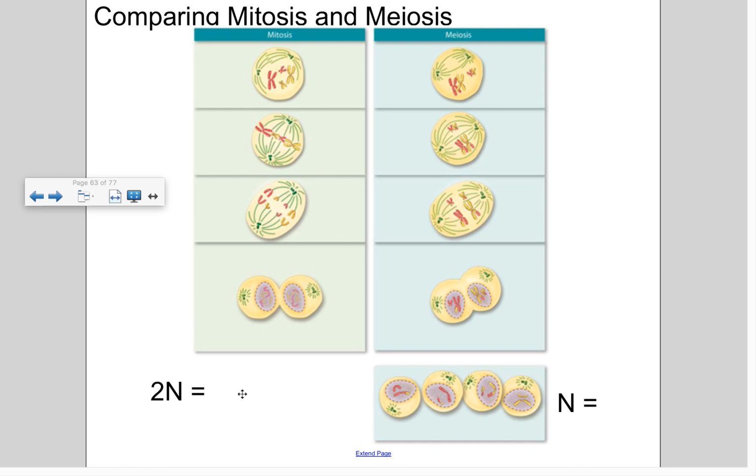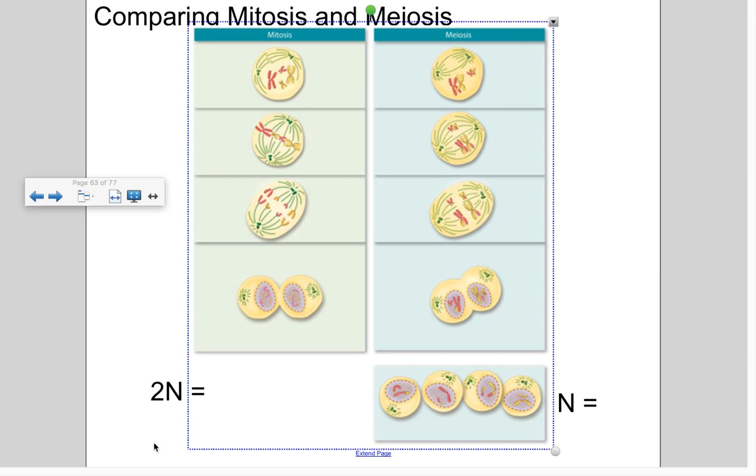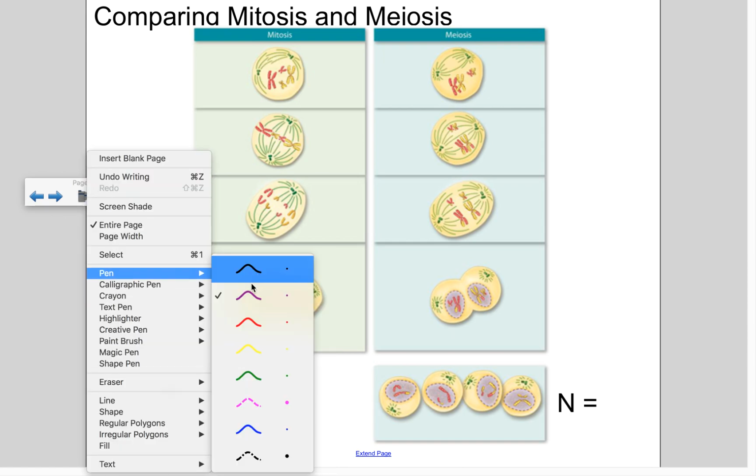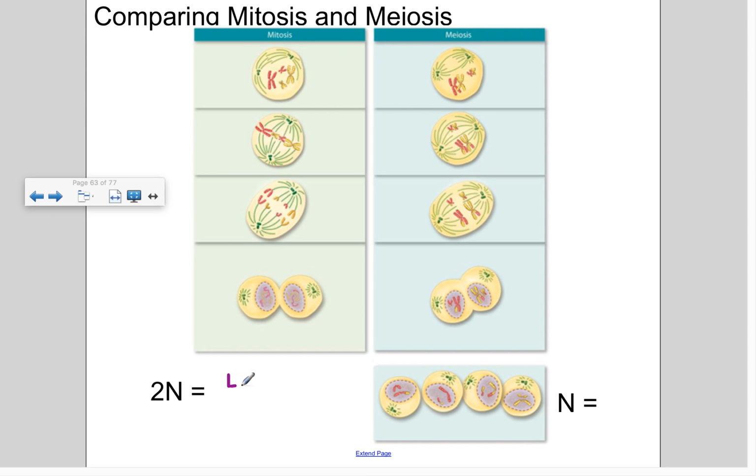And so the thing I want to emphasize here, I think they were just saying, actually I don't know where I was going. Oh, how many chromosomes do you see here in mitosis? You should say 4: 1, 2, 3, 4. So 2n is 4. I'm just going to write that in.